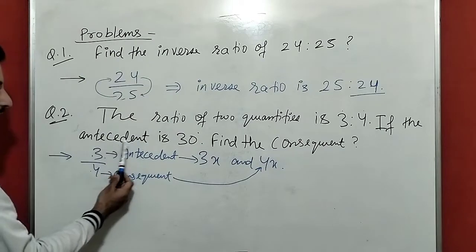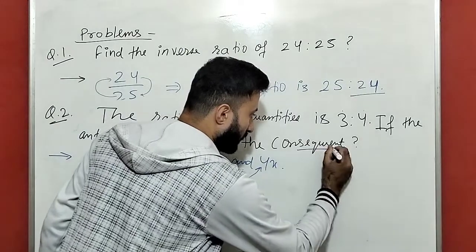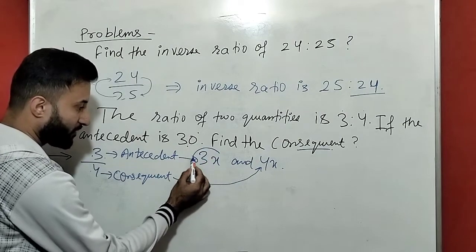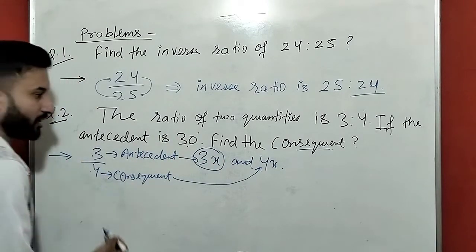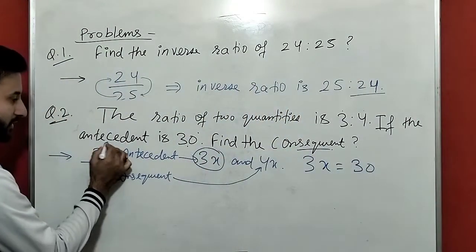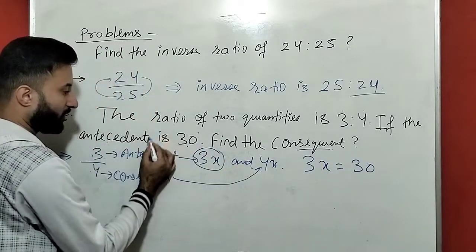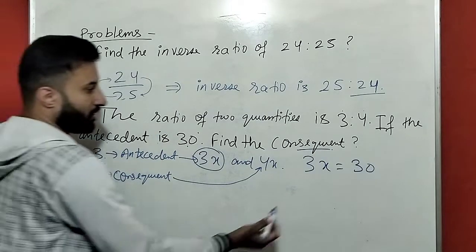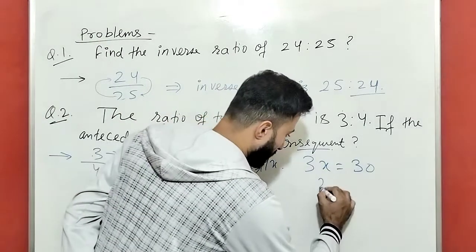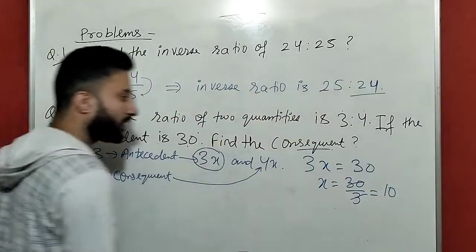They told that if the antecedent is 30, find the consequent. Antecedent is, guys, 30. So what is the antecedent? 3x is the antecedent, right? So 3x is 30. Guys, remember, whenever they say "is", it is nothing but equal. So you will get x from here with the help of the calculator or with the help of your brain. So x is equal to 30 by 3, that is 10. So x you got is 10.